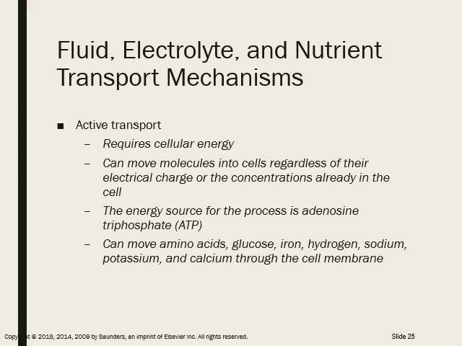ATP is produced during the complex metabolic process in the body cell. Enzyme reactions metabolize carbon chains of sugars, fatty acids, and amino acids, yielding carbon dioxide, water, and high-energy phosphate bonds. Active transport can move amino acids, glucose, iron, hydrogen, sodium, potassium, and calcium through the cell membrane.